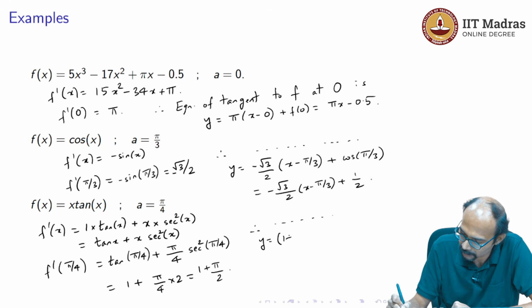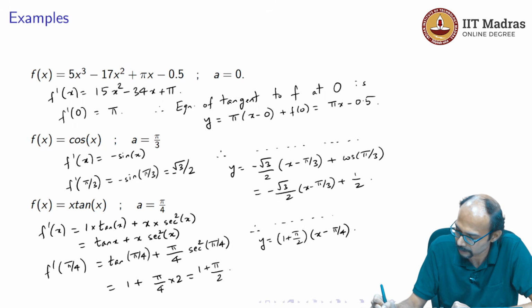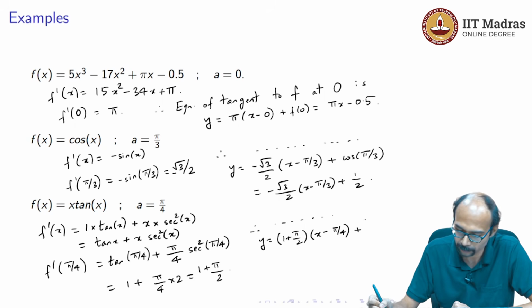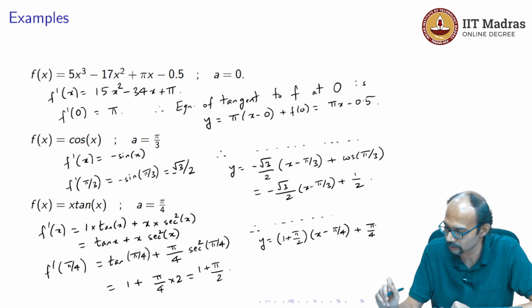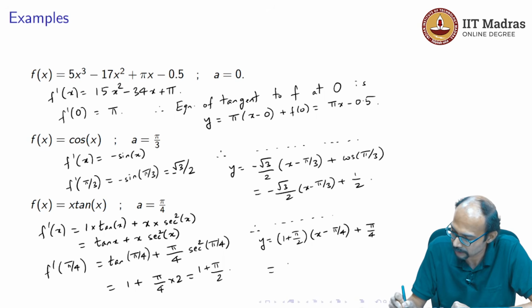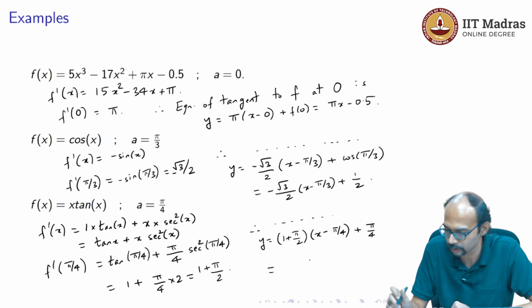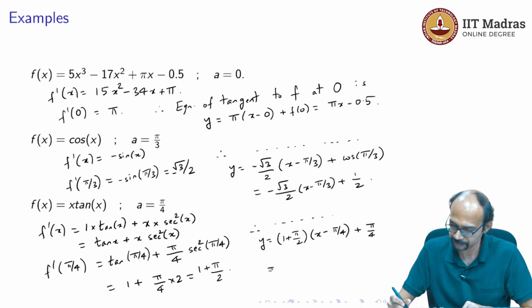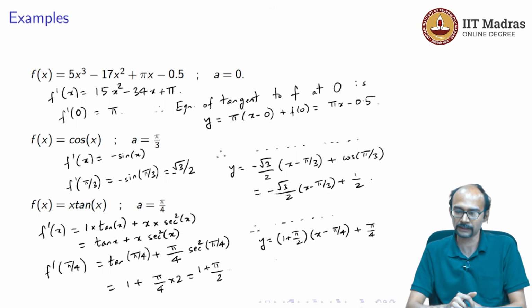And now therefore, the equation of the tangent line is y is equal to 1 plus pi over 2 times x minus pi by 4 plus f of pi by 4. So, which is pi by 4 times tan pi by 4, which we just saw was 1. So, this is just pi by 4, and I guess we can't simplify this much more beyond this. So, this is what it is. Okay. So, this is the tangent line to this function x times tan x at pi by 4.